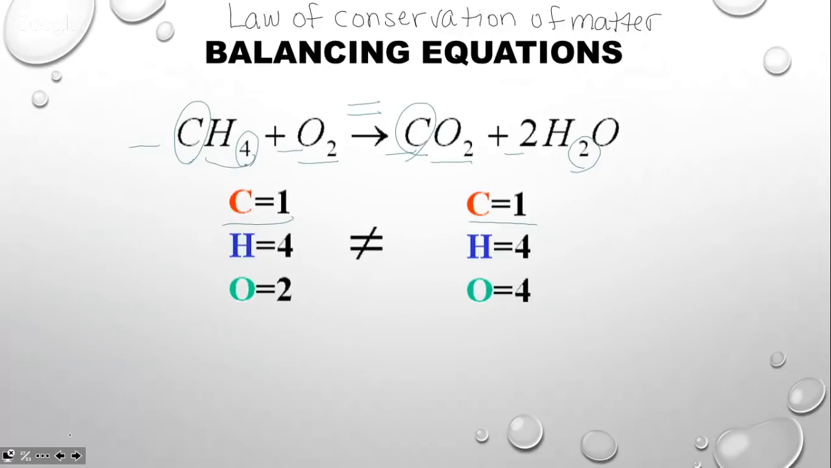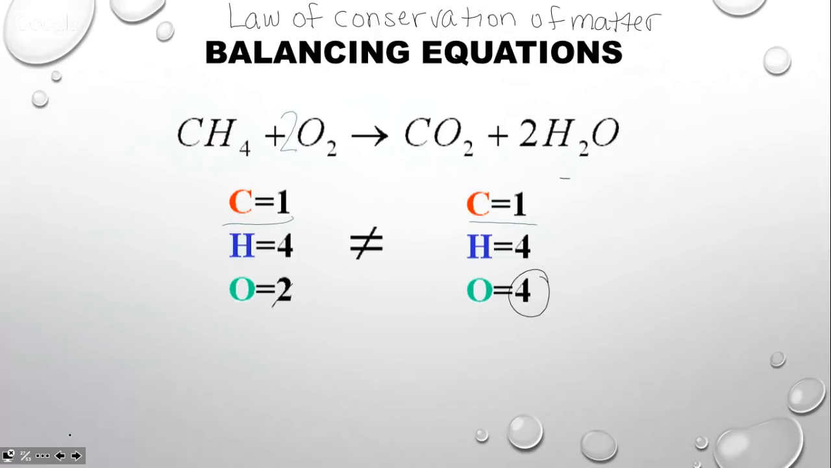So we have H4 on this side. Putting a 2 in front here makes 2 times 2, which makes H4 on that side also. Once that happens, this 2 oxygens plus this 2 times 1 makes 4 oxygens. And in order to finish the balancing, we need to get 4 oxygens on the right-hand side of the arrow as well. If we put a 2 in front of the O2, that is going to make sure that we have the same number of oxygens on each side as well.